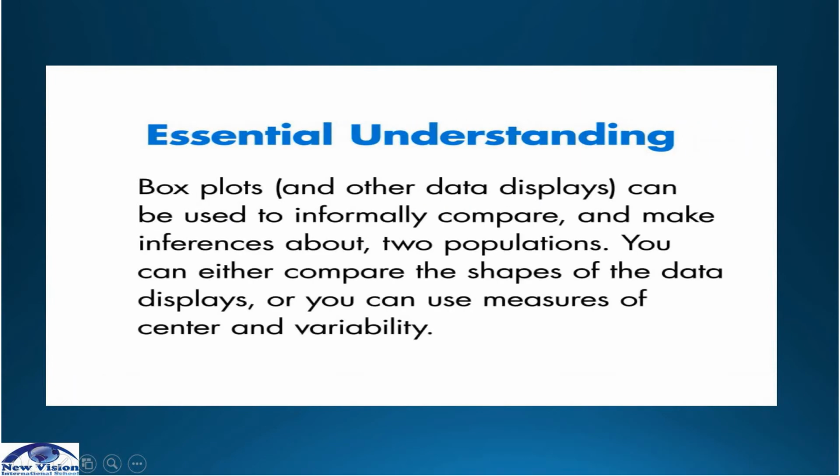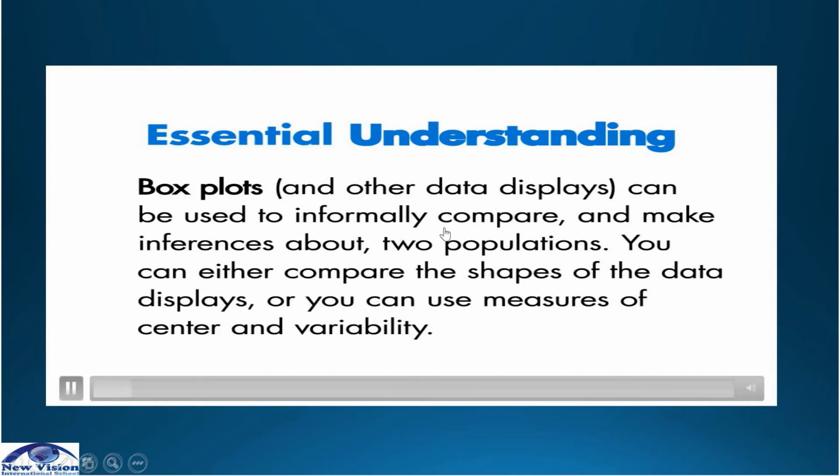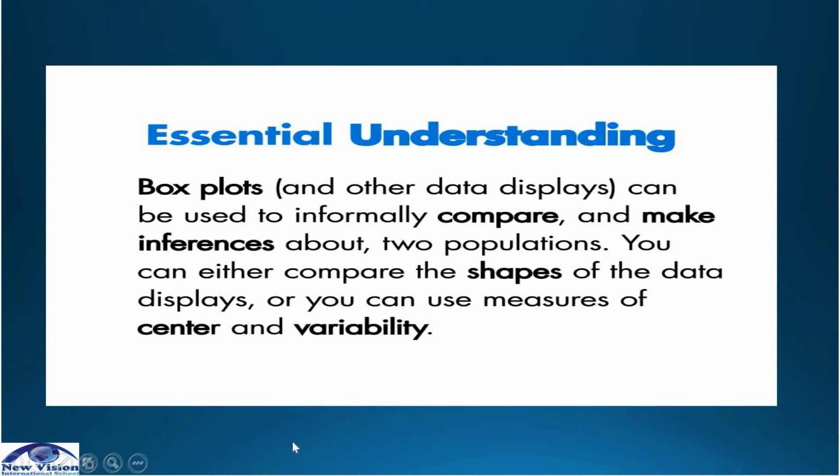The essential understanding for this lesson is box plots and other data displays can be used to informally compare and make inferences about two populations. You can either compare the shapes of the data displays, or you can use measures of center and variability. In previous lessons, students learned how to display numerical data in box plots and dot plots, and gave quantitative measures of center and variability. This lesson extends student skills to applying their knowledge of data displays to compare and make inferences about two populations.